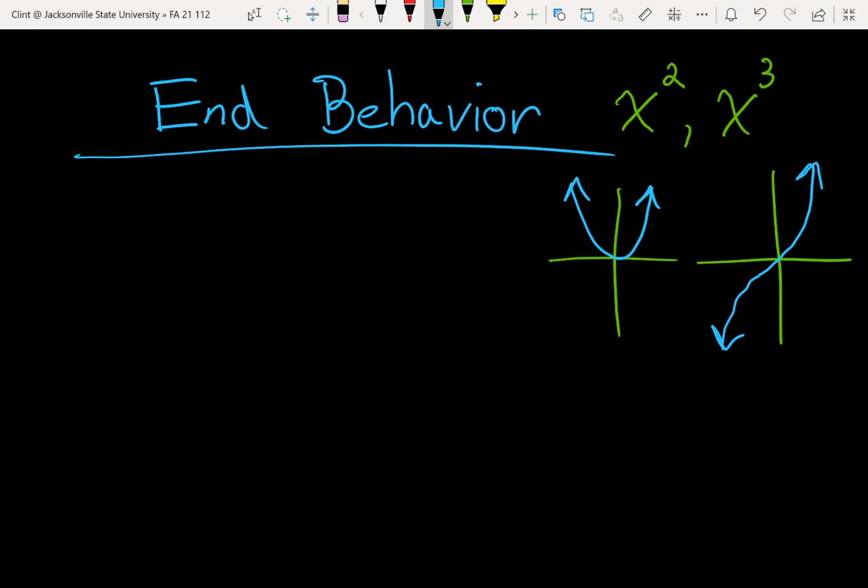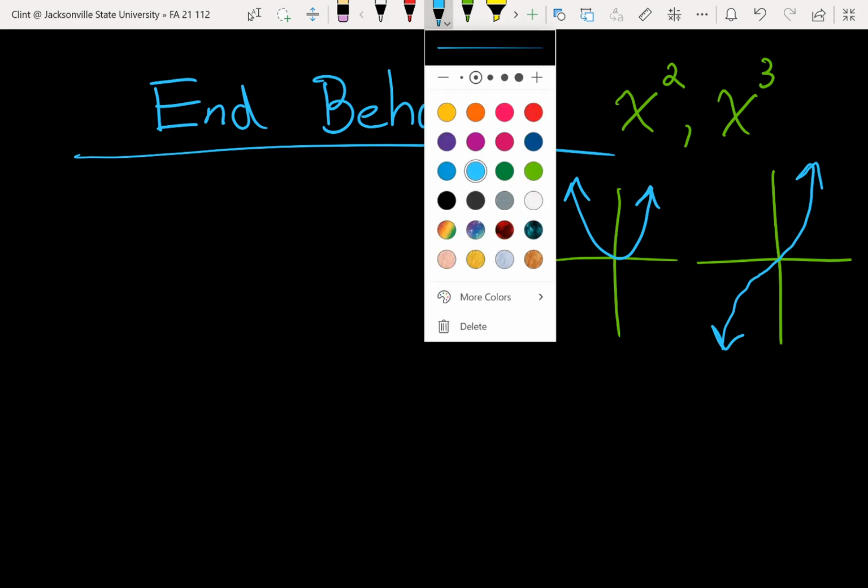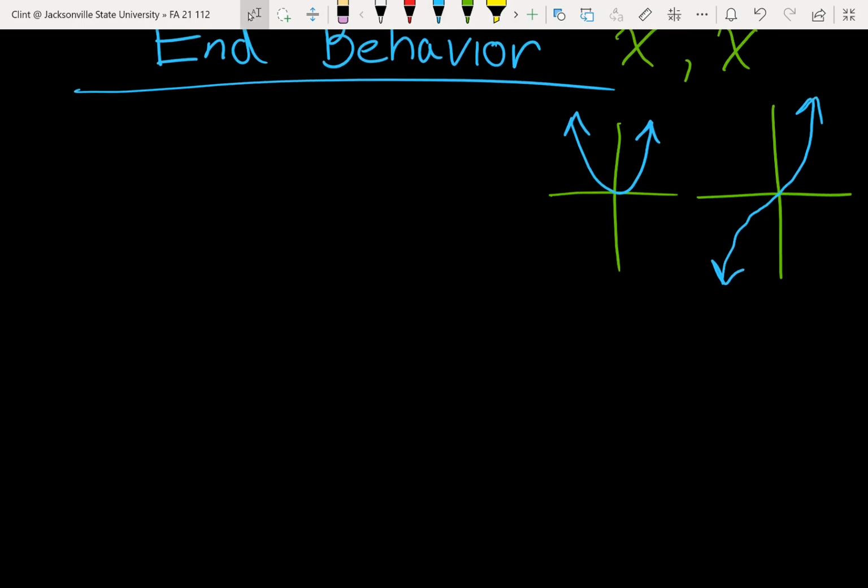I say you only have to remember those 2 because for the other 2 cases, you just put a minus sign in front of everything, and then they would both go down. Or if you put a minus sign in front of x cubed, it flips. It's up on the left and down on the right. But we can write out the rules too. You can remember it either way.